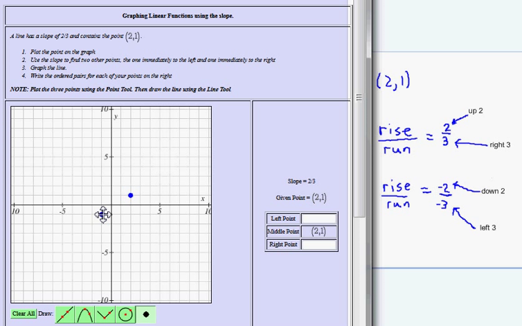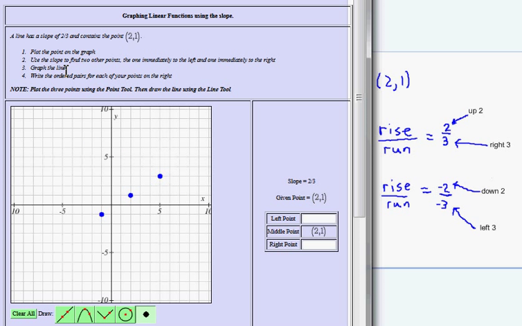Now I'm going to repeat the process, again starting at (2, 1), but this time I'm going to think of the slope as +2 over +3. So I have a positive rise, which means to move up. I have a positive run, which means to move to the right. So in this case, I'm going to be moving right 3 and up 2, but I'm going to keep (2, 1) as my starting point. Here's (2, 1). I move to the right 3, 1, 2, 3. I move up 2, 1, 2. Sure does look like I have a line.